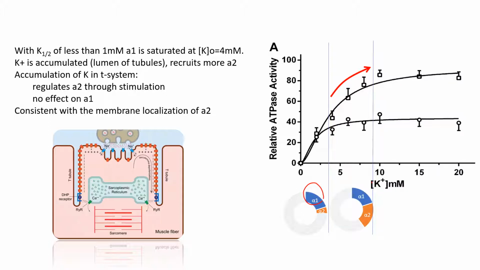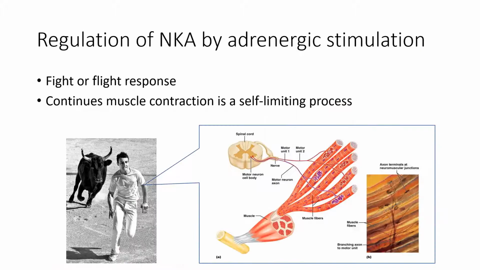As potassium accumulates at the lumen of the T-tubular system, it stimulates more alpha 2. So we can say that accumulation of potassium in the T system regulates alpha 2 through stimulation, but doesn't have any effect on alpha 1, which is already saturated. This is consistent with the membrane localization of alpha 1 and alpha 2 and the kinetic properties of the two isoforms.